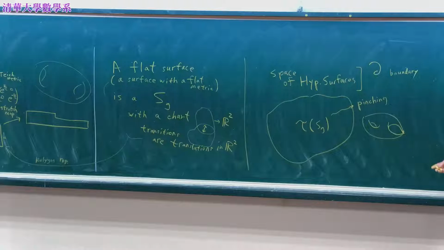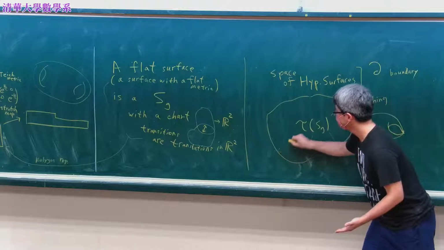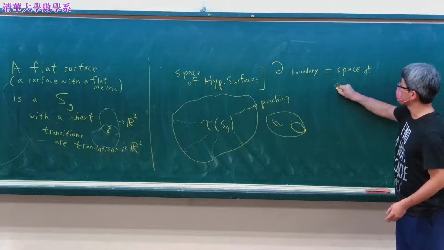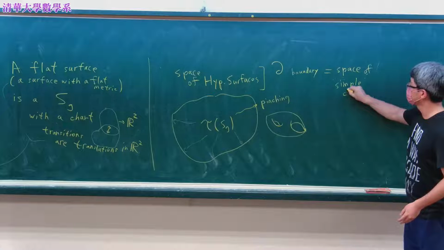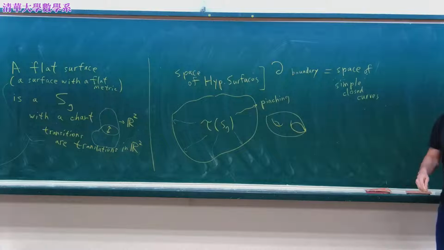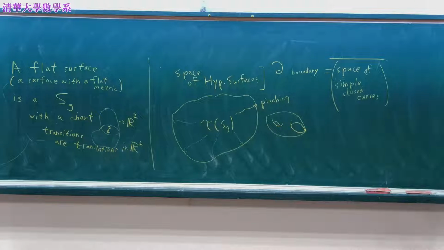And you ask yourself, what is the list of all possible ways that pinching can happen? And then you realize that it's exactly the space of the simple closed curves that we were talking about. So you can pinch along any curve, and that can happen, but there's a catch. You have to compactify it, or I'm just going to use the closure symbol on the board.